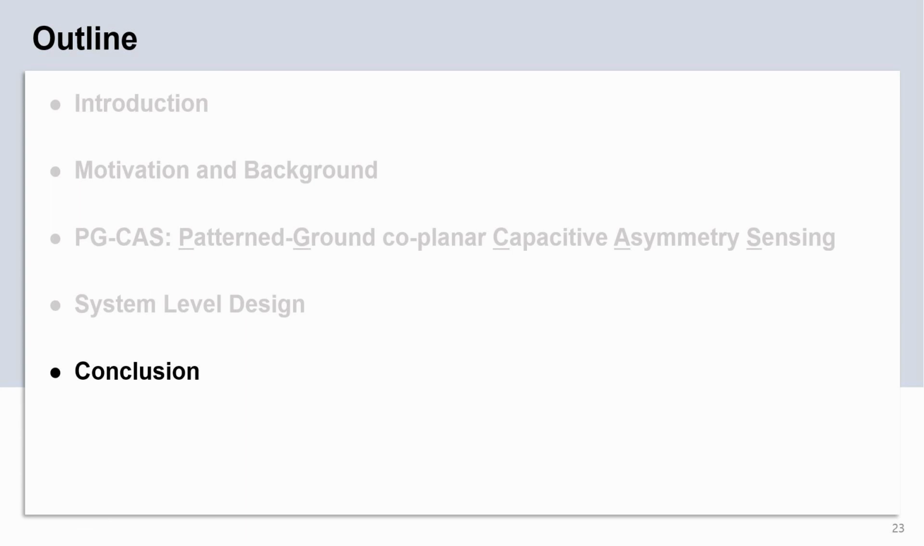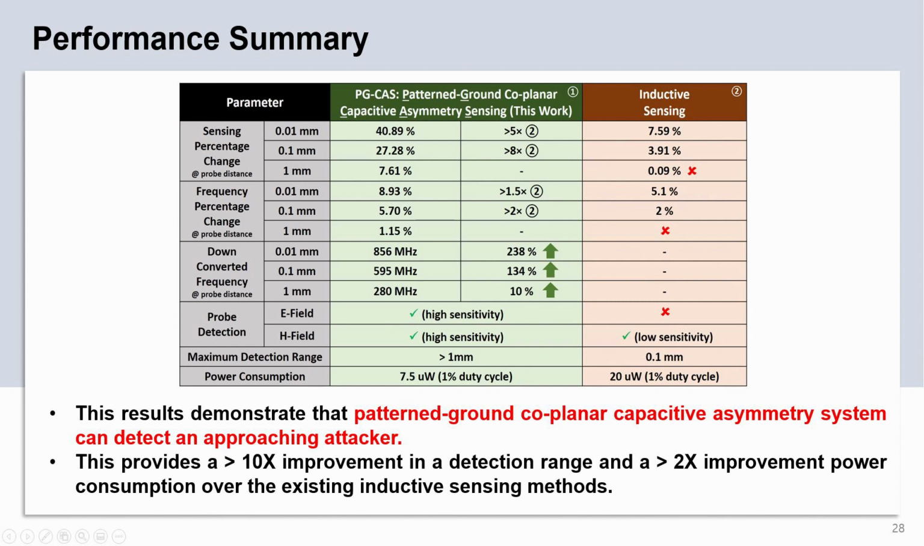Here is the conclusion and performance summary. The results demonstrate that patterned ground coplanar capacitive asymmetry sensing detection can be successfully utilized to sense an approaching EM probe for a probe chip distance of under 10 micrometer with over 40% deviation from the baseline interplate and plate ground capacitance. By down-converting the sensing frequency, over 238% improvement is seen for the baseline frequency signal.